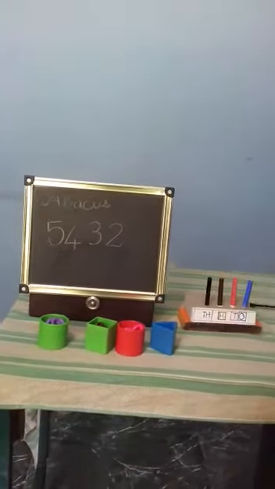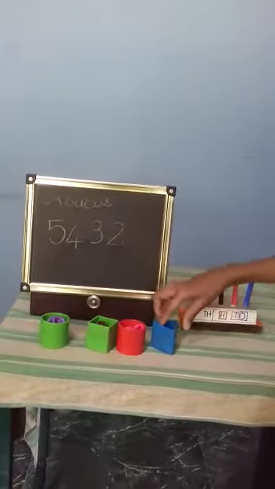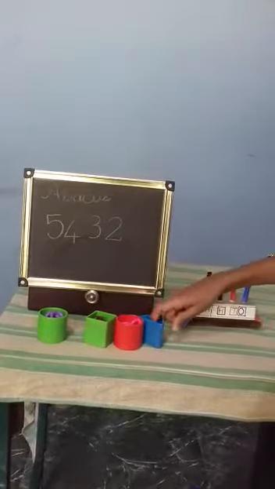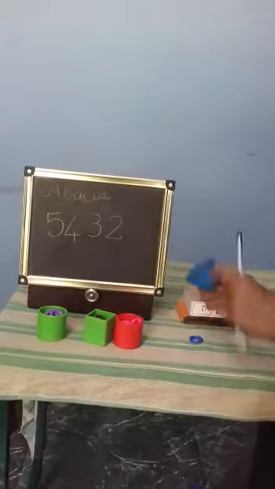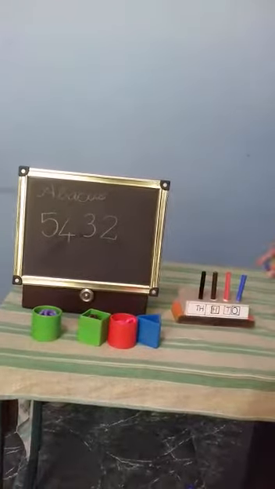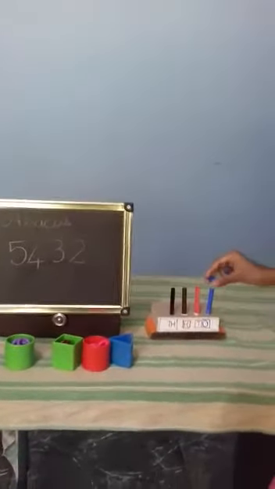5,432. Two. Two is in the ones place. So I take two rings and put them into the ones place. One, two.